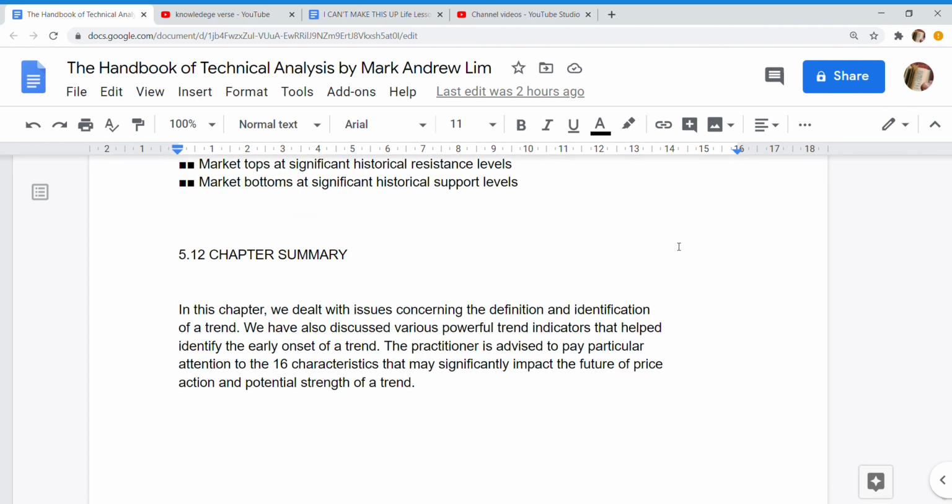5.12 Chapter Summary. In this chapter, we dealt with issues concerning the definition and identification of a trend. We have also discussed various powerful trend indicators that helped identify the early onset of a trend. The practitioner is advised to pay particular attention to the 16 characteristics that may significantly impact the future of price action and potential strength of a trend.